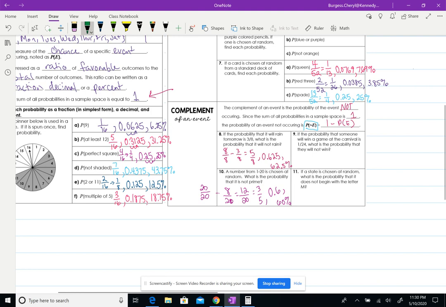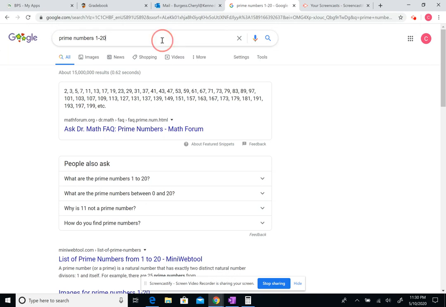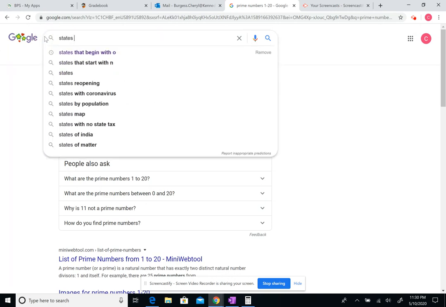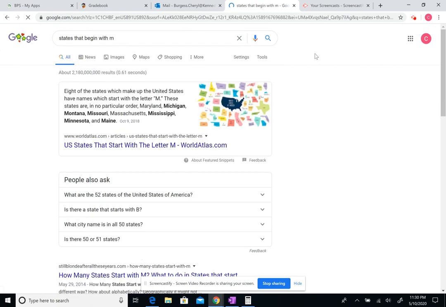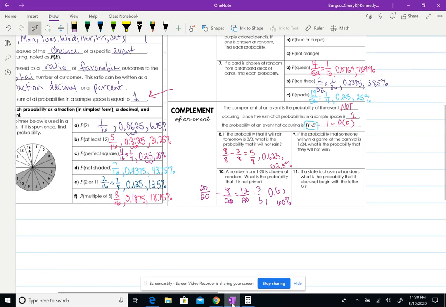Okay, so we're gonna check and see how many states begin with the letter M. So states that begin with M. 8 of the states which make up the United States have names that start with the letter M. Maryland, Michigan, Montana, Missouri, Massachusetts, Mississippi, Minnesota, and Maine. Okay, but the key word here is 8. And so we have 8 states out of 50 start with M.